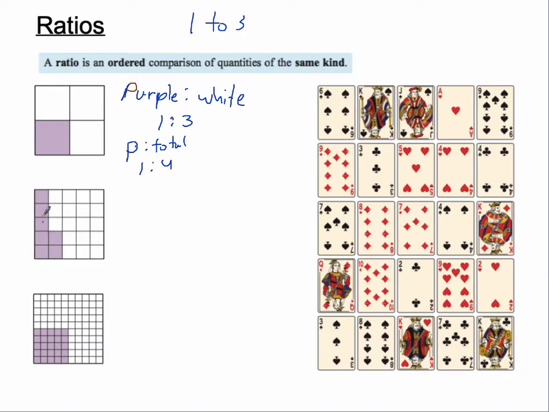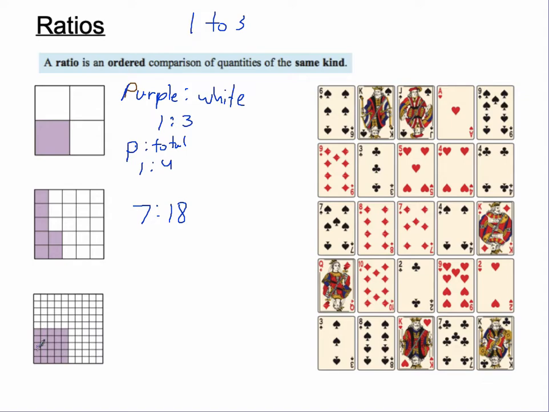Okay, the next example, the purple to white ratio is, well, we count the squares, 1, 2, 3, 4, 5, 6, 7. So 7 purple. And, well, we can count all the white ones, or we know that there's 25 here in total. 25 minus 7 is 18. So the ratio of purple to white is 7 to 18.